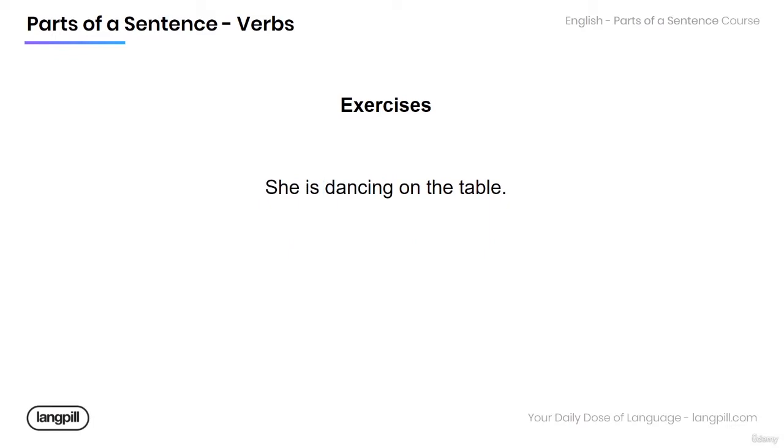Here we have, she is dancing on the table. Okay, so this is for you to figure out, so go ahead and pause the video and see if you can figure out what the verb is. Okay, and we have is dancing. So is one of those helping verbs, while dancing is going to be our main verb.